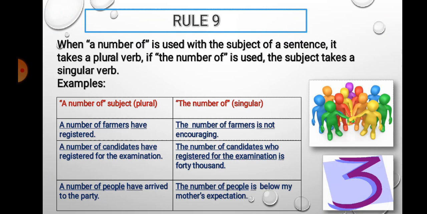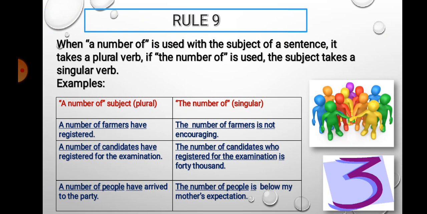Rule 9 says when a number of is used with the subject of a sentence, it takes a plural verb. If the number of is used, the subject takes a singular verb. So a number of takes a plural verb. The number of takes a singular verb.